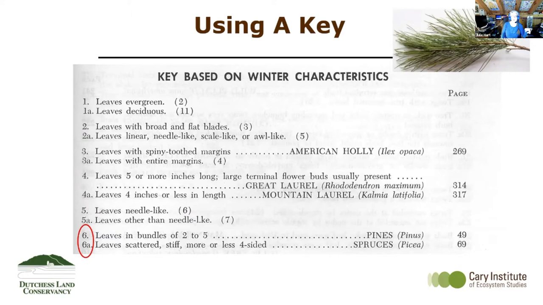And now it's asking me, are these leaves in bundles of 2 to 5, or are they scattered, stiff, more or less four-sided? So if you had this twig in your hand, you would definitely be able to answer this, but since it's a picture, I'll just tell it to you. These needles are in bundles. And this particular one is in a bundle of 5. So I can see that these needles are in bundles, and that tells me that this is some kind of pine. And the key then directs me to page 49, which is where we would be able to identify which particular species of pine it is. So we're not going to go to the pine page. We don't need to get into that much detail. But I wanted to give you an overview of how a key works.